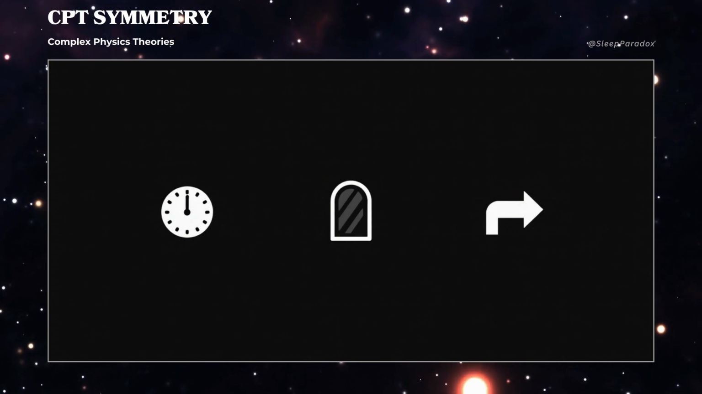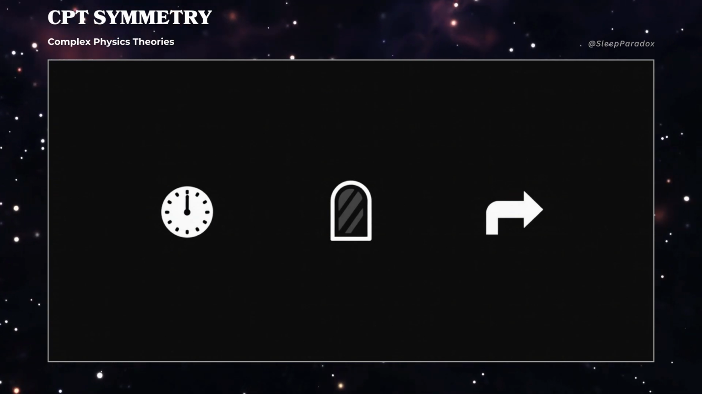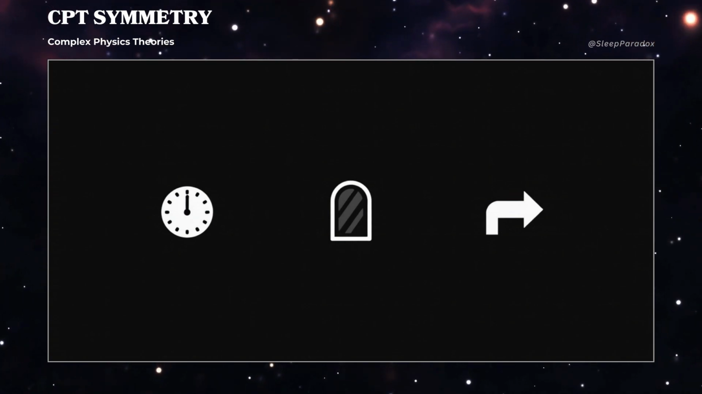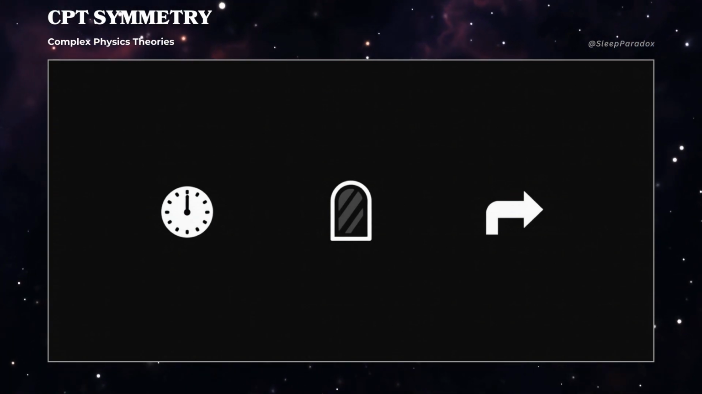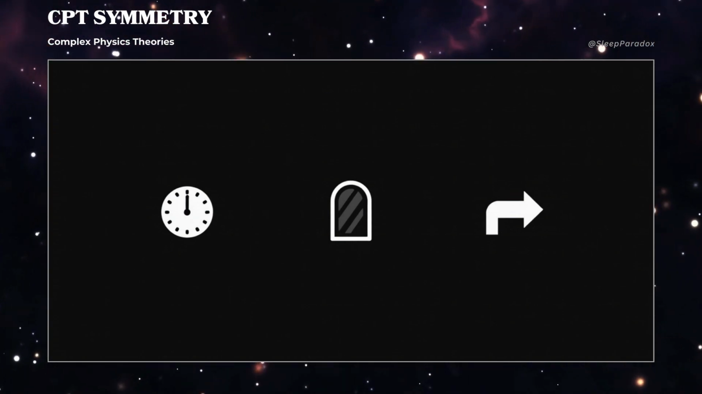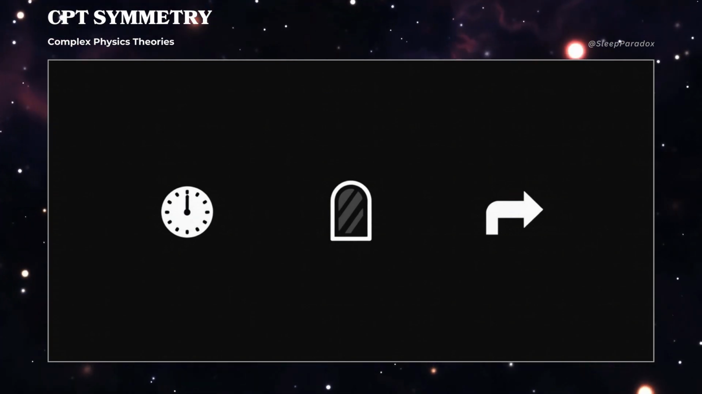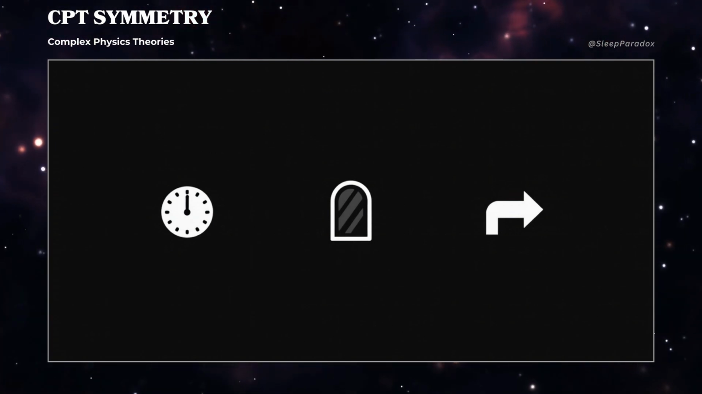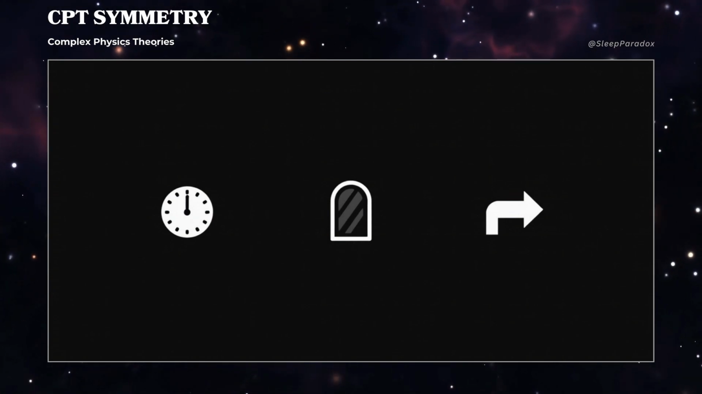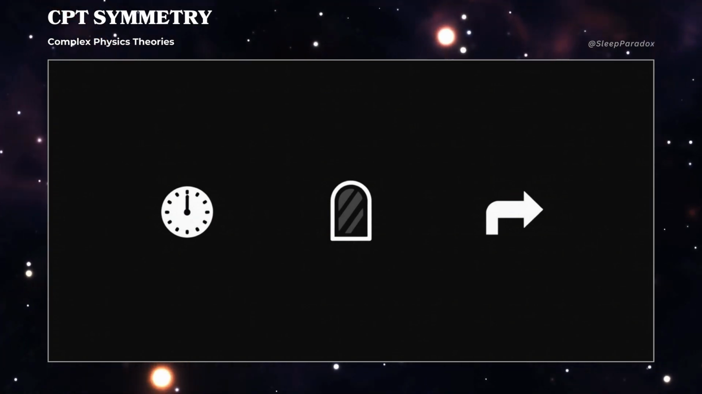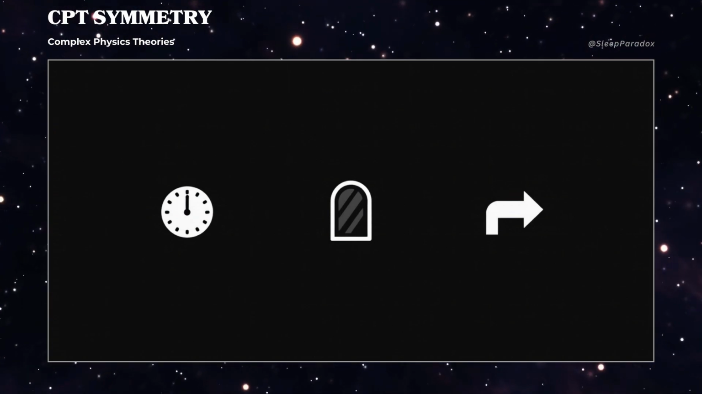Parity transformation means flipping the spatial axes, turning left into right, and vice versa. Imagine watching a physical process in a mirror. For a long time, physicists thought all processes would look the same in a mirror. But in the 1950s, experiments showed that certain subatomic decays look different when viewed in a mirror. So parity symmetry, on its own, is also broken by the weak interaction.